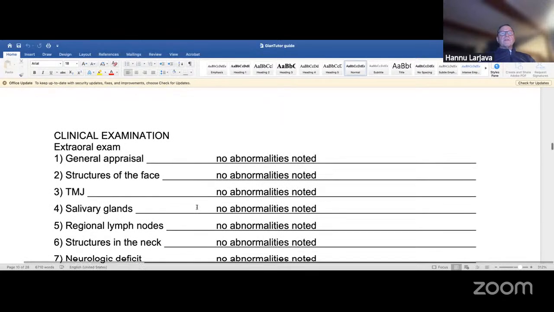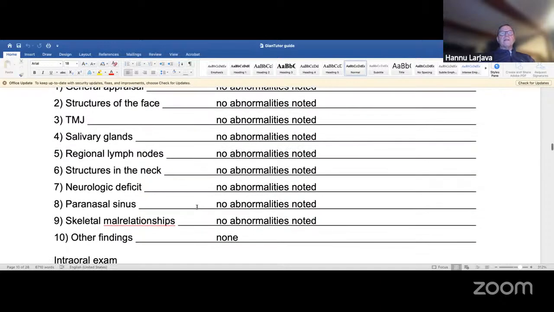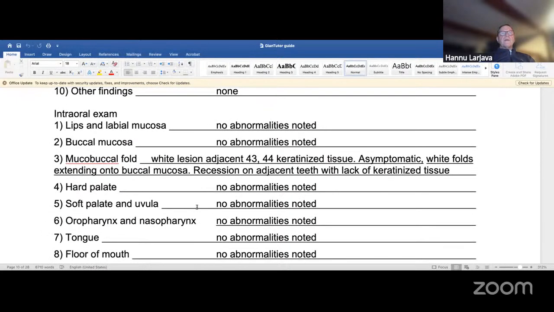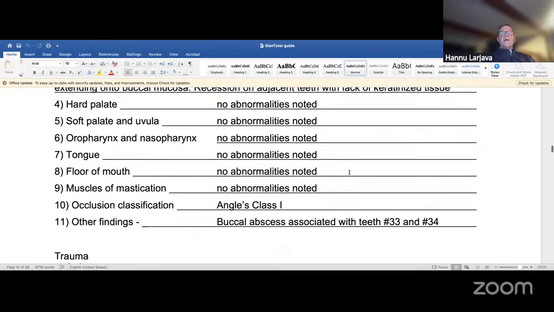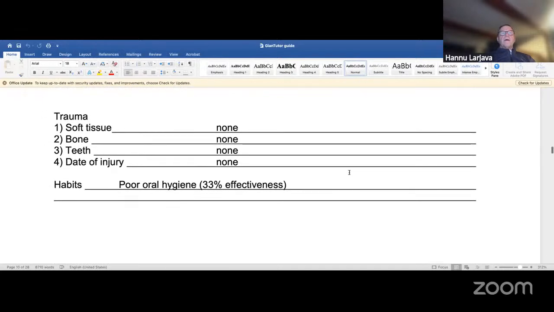When you do the extra-oral exam for the patient, there are really no obvious findings. There are no significant findings. Then you'll do the intraoral exam. You notice the white lesion that we already saw in the keratinized tissue. It is asymptomatic. The white fold extends to the buccal mucosa. Recession on the neighboring teeth is present. Angle class 1 dentition, buccal abscess associated with teeth 3.3 and 3.4. Oral hygiene effectiveness is only 33%.